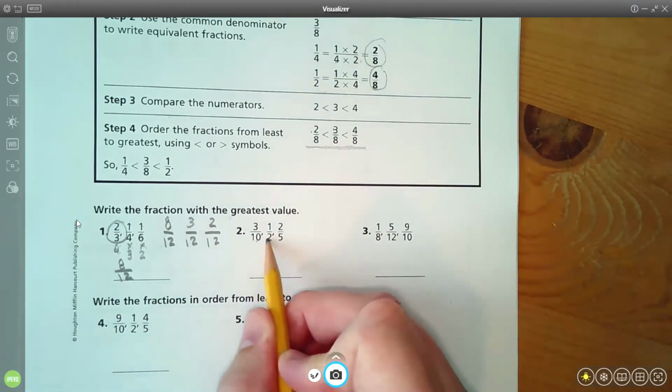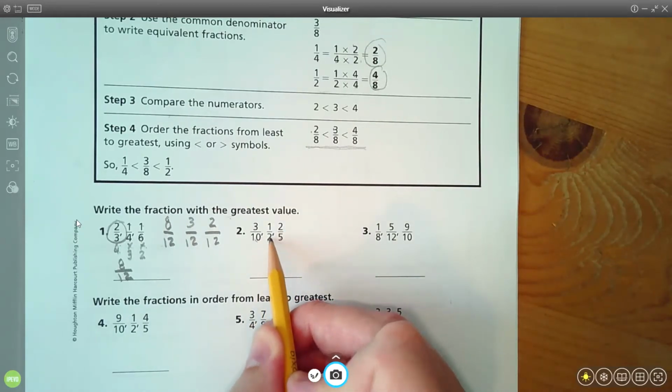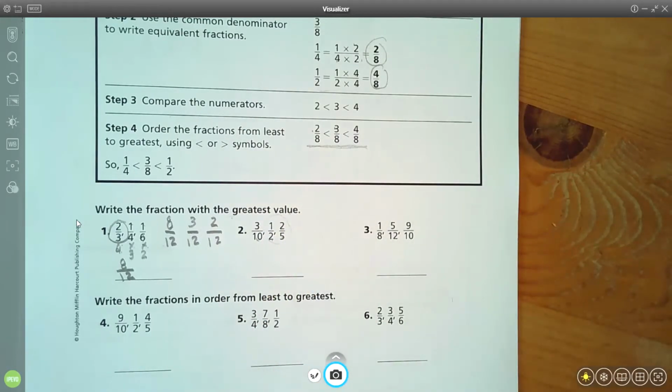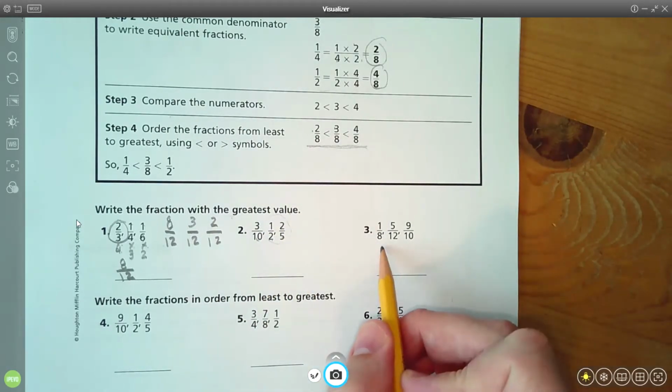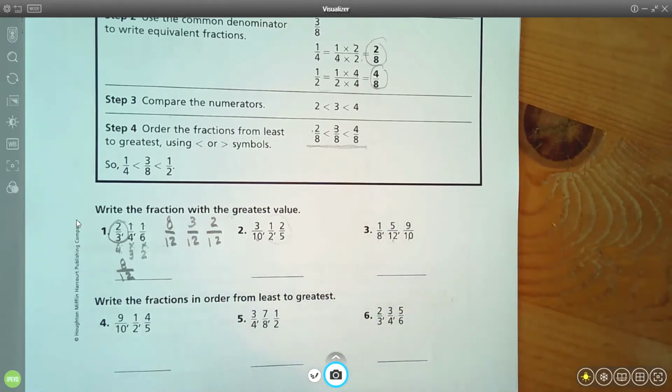Again, 10, 5, and 2. Looks like we know that 5 can meet at 10 and 2 can meet at 10. So all you have to do is change these two to find out what they are. Oh, this one looks trickier. 1/8, 5/12, 9/10. You can try to do all the common denominator stuff.